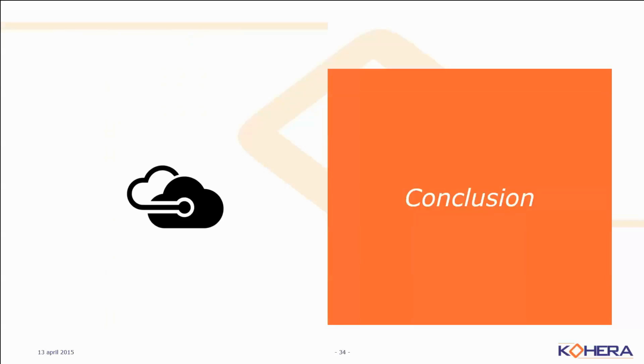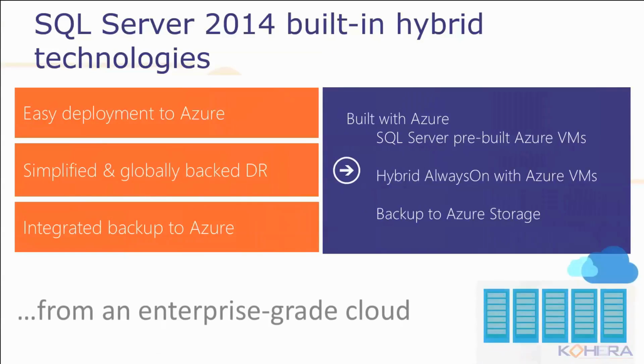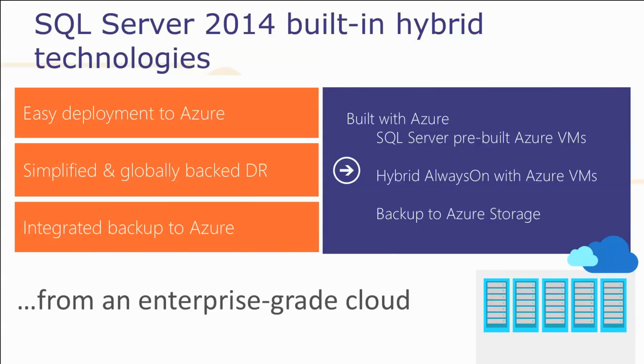Just a small recap, a small conclusion that we have here. We have built-in hybrid technologies in SQL Server 2014 easily connecting to Azure by means of pre-built Azure VMs, or Always On hybrid, Always On with Azure VMs as an Always On availability group, or even directly backing up to Azure Storage. It's all out of the box, so it's all integrated: disaster recovery solution, moving and migrating away from on-prem even if you want to. So there's a capability here.